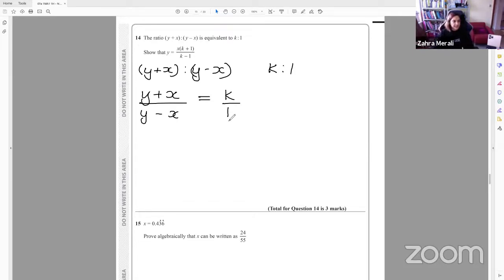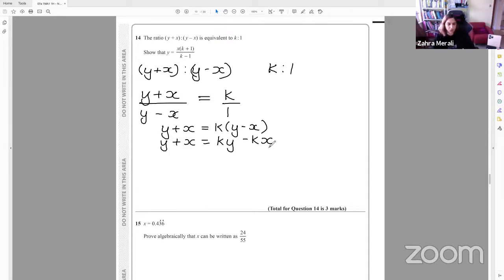And now we're taking this and rearranging it to make y the subject of the formula. So I'm going to bring that y minus x up. So I get y plus x equals k(y minus x). So I'm going to open out the brackets on this side: ky minus kx.